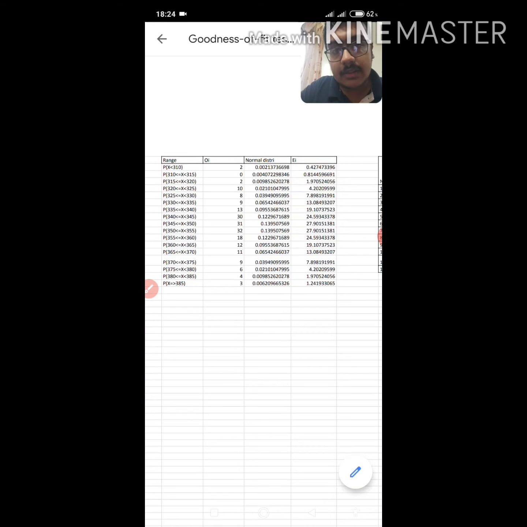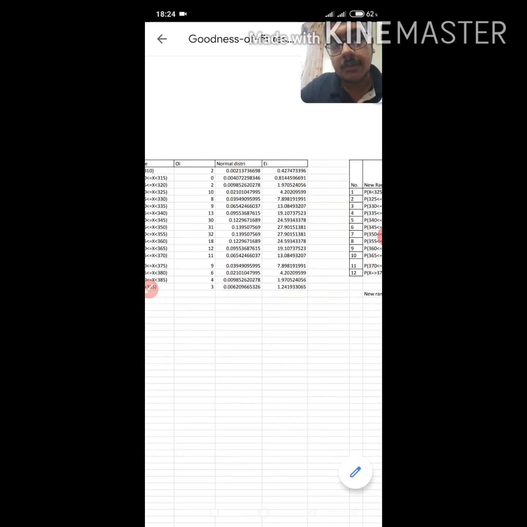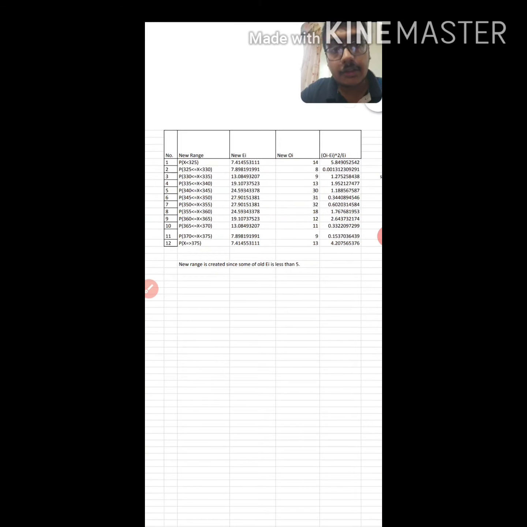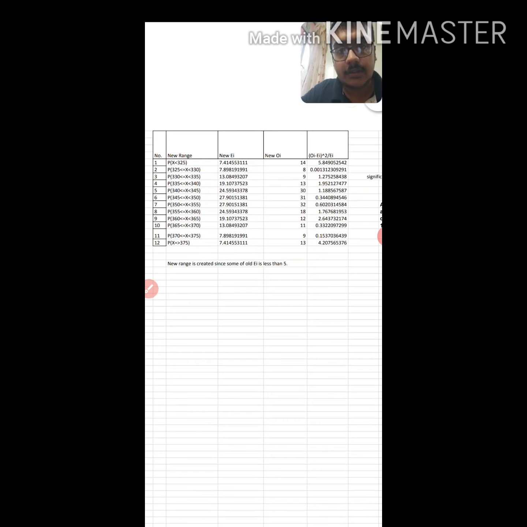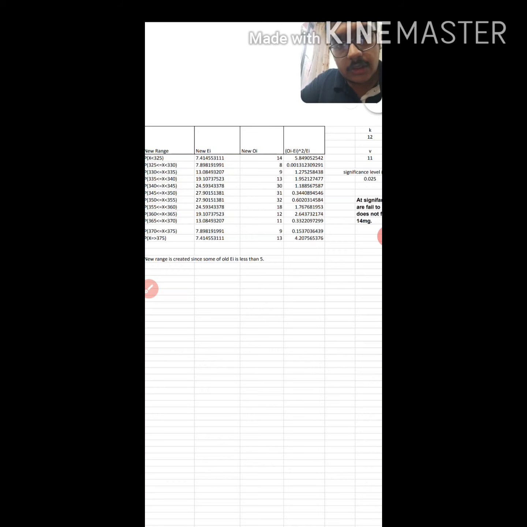After multiplying these values with the normal distribution we get the value of Ei. If the value of Ei is less than 5, then we add these values to the above values in order to make it greater than 5. Thus we get the new table over here in which our ranges become less than 325, 325 to 330, 330 to 335, and go on until greater than 375. Thus we get the new values of Ei, and we also get the new values of Oi.